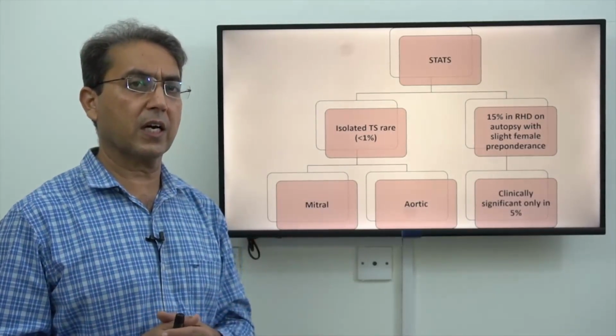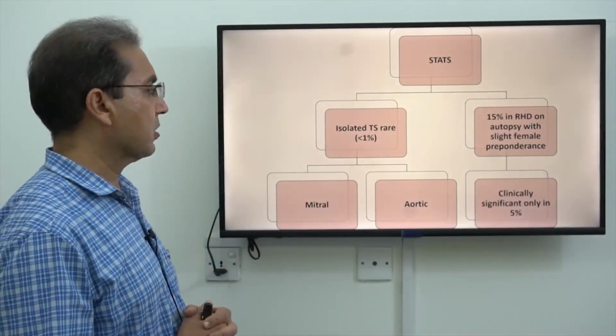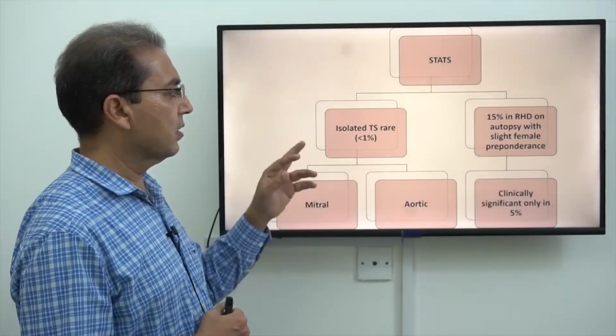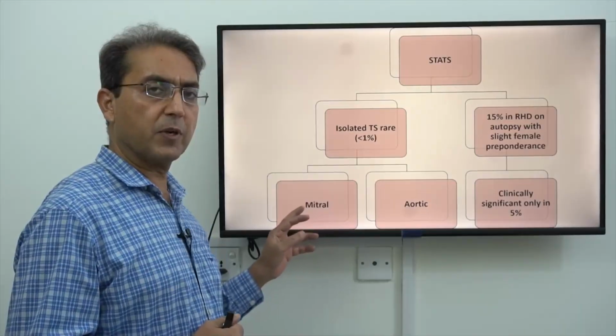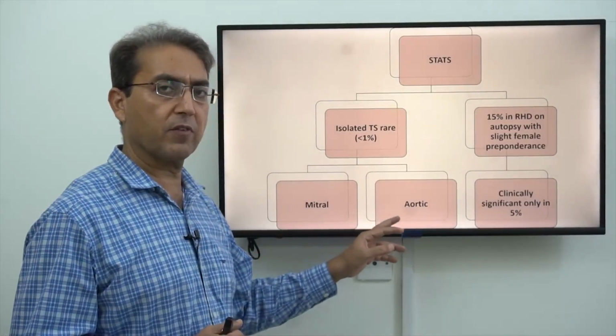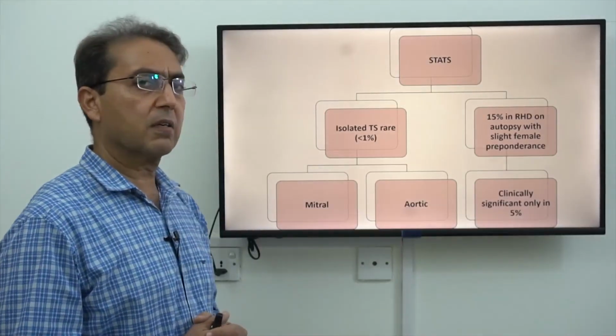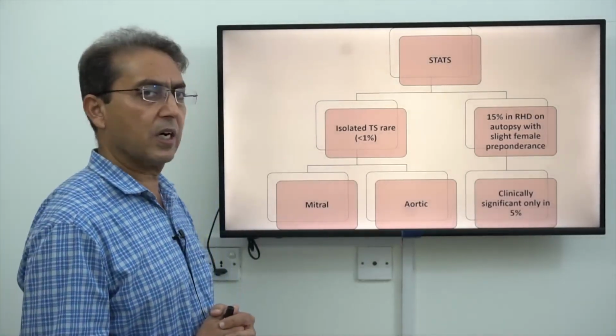Now you see only less than 1% of isolated cases of TS are seen among the patients who have valvular cardiac lesions. And most of these tricuspid stenosis lesions are associated with either a mitral valve lesion or an aortic valve lesion. So isolated cases of tricuspid stenosis are really uncommon.